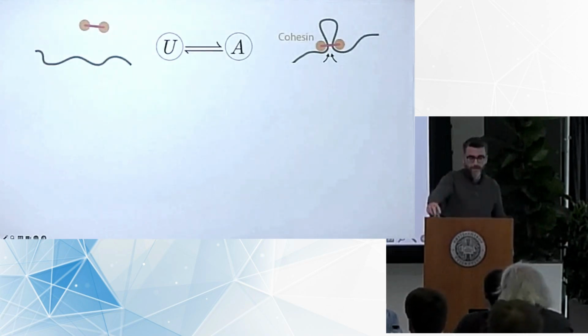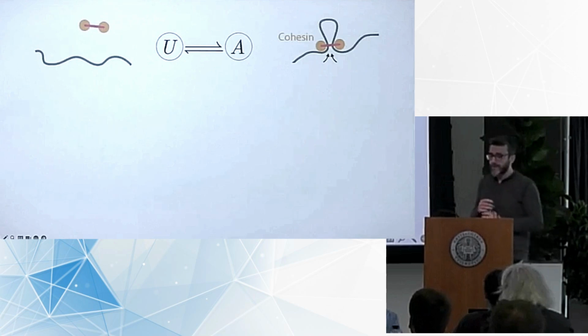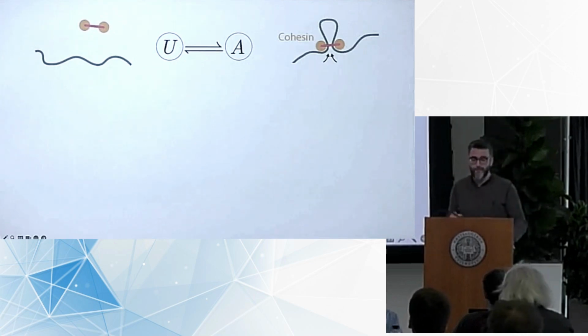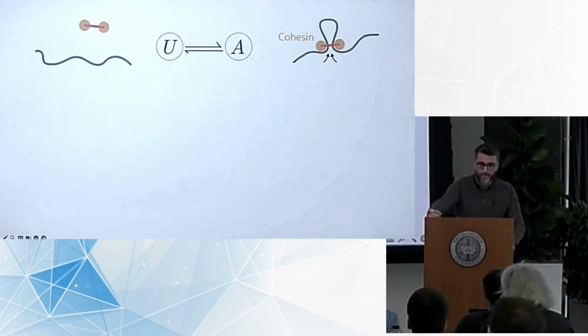Okay, so I'll explain our approach to using biophysical data by introducing a 2-state model before addressing the first major limitation with a multi-state model of cohesin. So imagine there's 2 states, an unloaded U state and an active A state.